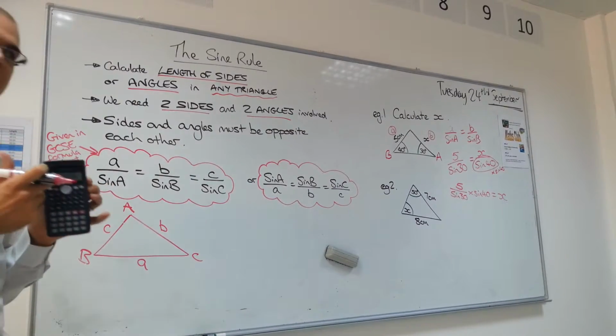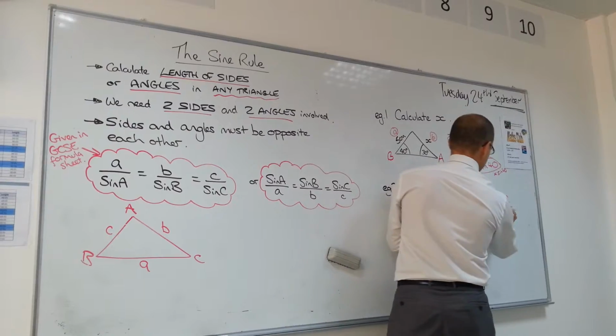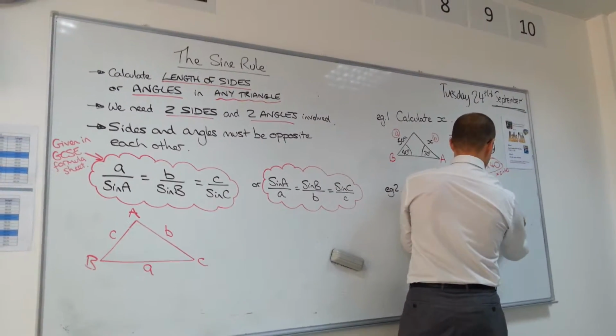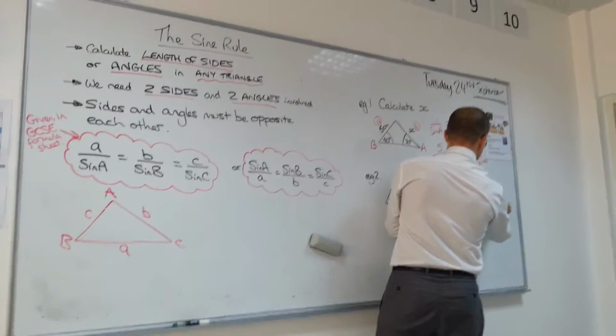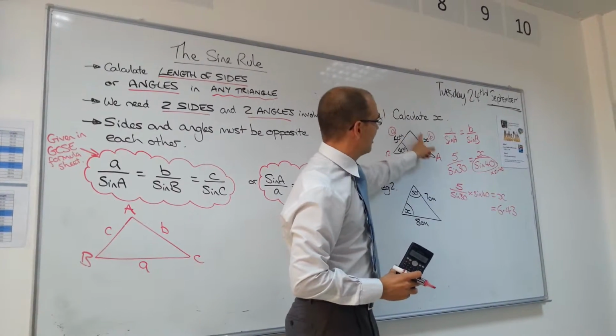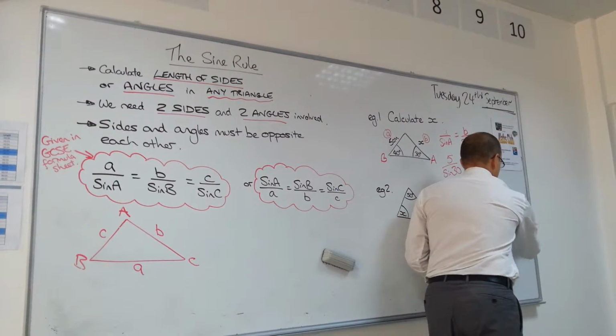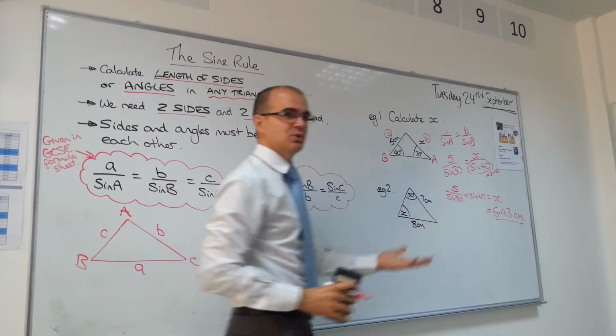Again, your calculator must be set into degrees for the GCSE, so you need a little D at the top. If you type that into your calculator, you should be getting your answer of 6.43. What is it? Well, we're talking about the length of a side. The lengths were measured in centimetres, so it's 6.43 centimetres.